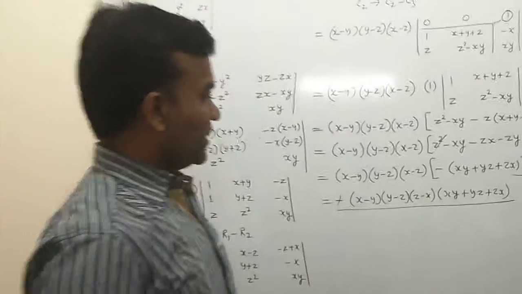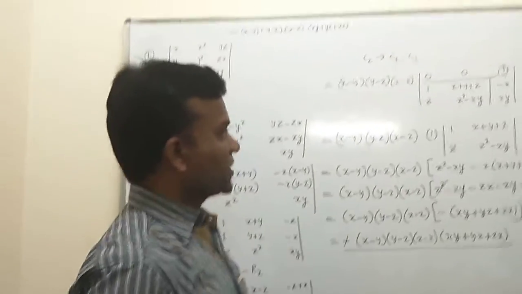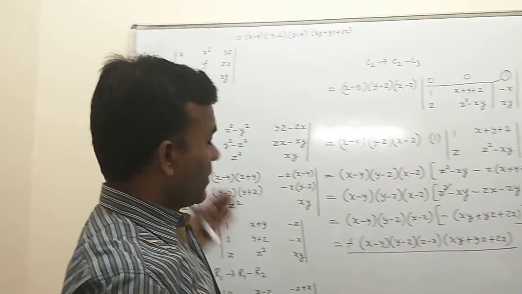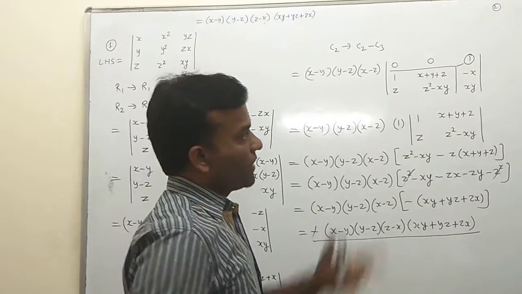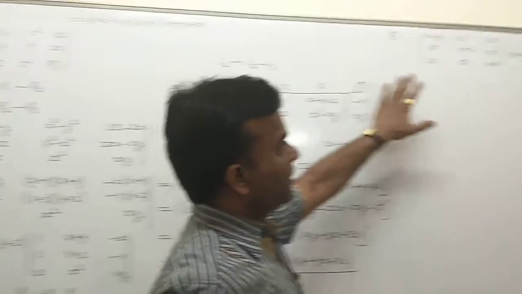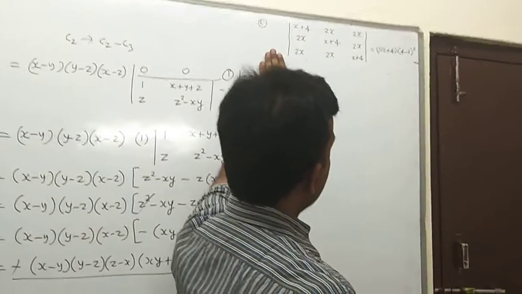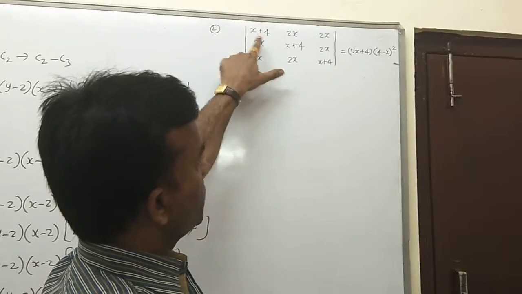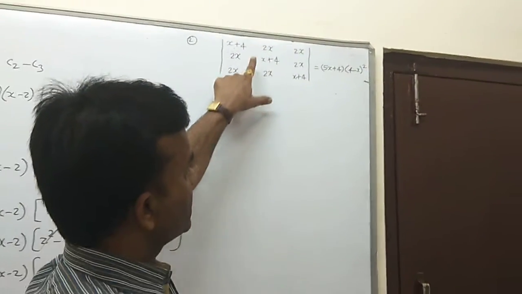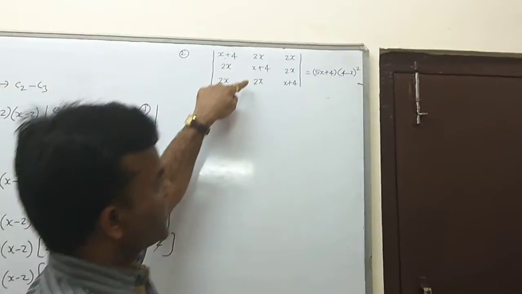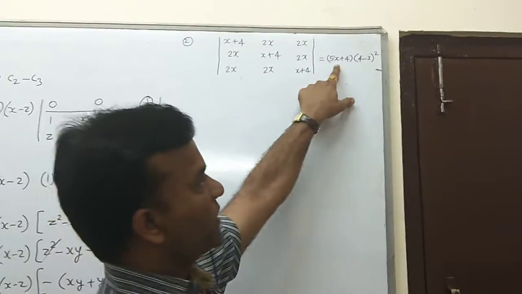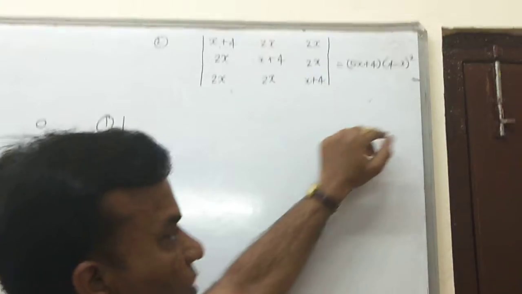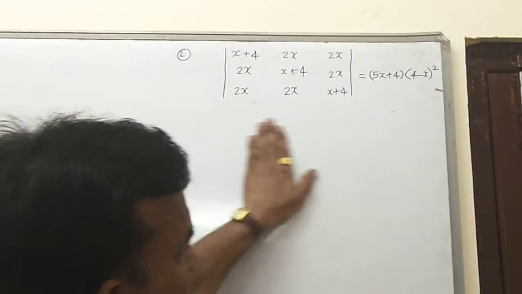So similarly, now again we have the next question. We are trying the same. We apply the same conditions, and now we have the second example, another determinant: x plus 4, 2x, 2x; 2x, x plus 4, 2x; 2x, 2x, x plus 4. Okay, and then your result will be 5x plus 4 and 4 minus x of whole square. So this question is very easy.